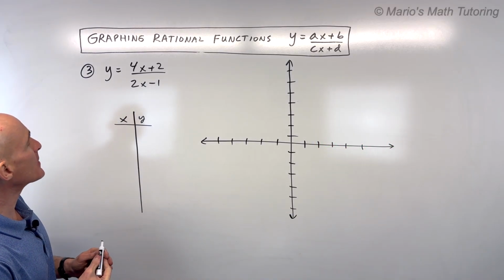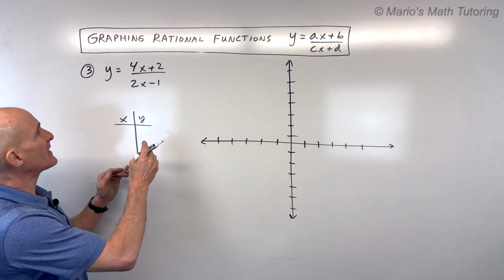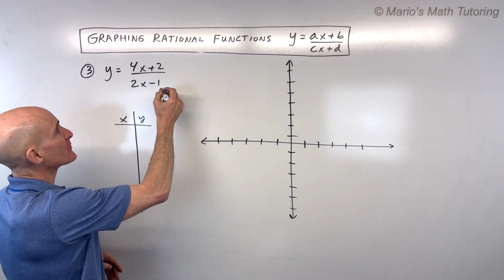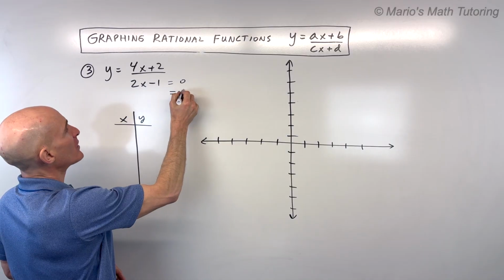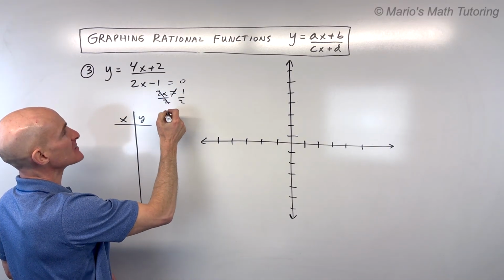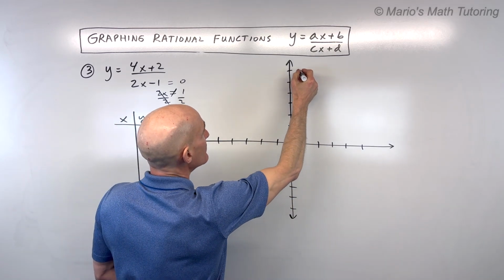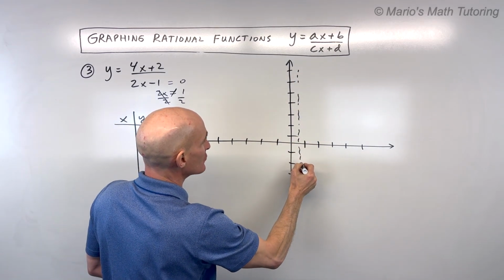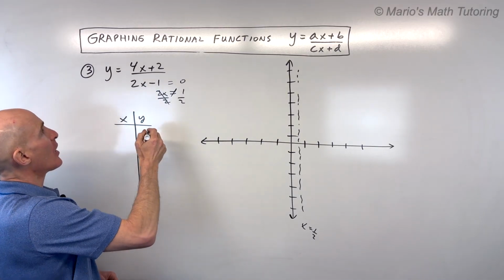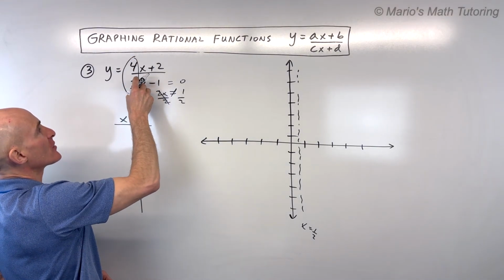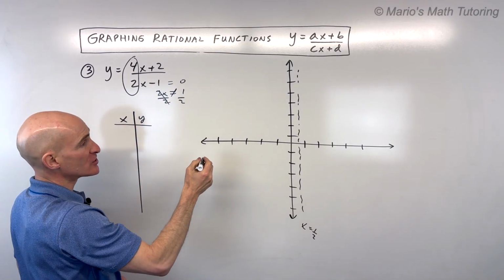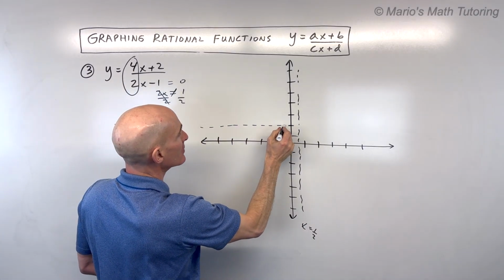But for number 3 here, what you can do is, again, set the denominator to 0 because we can't divide by 0. That's undefined. So if I do that, and I add 1 to both sides, and I divide both sides by 2, I can see that I don't want x to be 1/2 because that would make our denominator 0, which is undefined. So right here, I'm going to draw a dashed or dotted line, x equals 1/2. The ratio of the coefficients in front of the variable x here, that's going to be our horizontal asymptote. That's going to be y equals 2. So that's going to be right here.